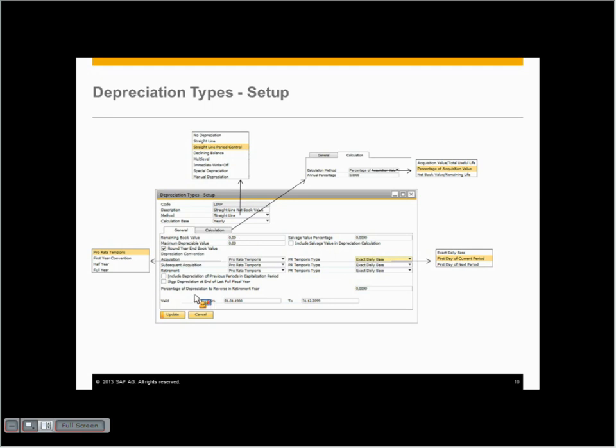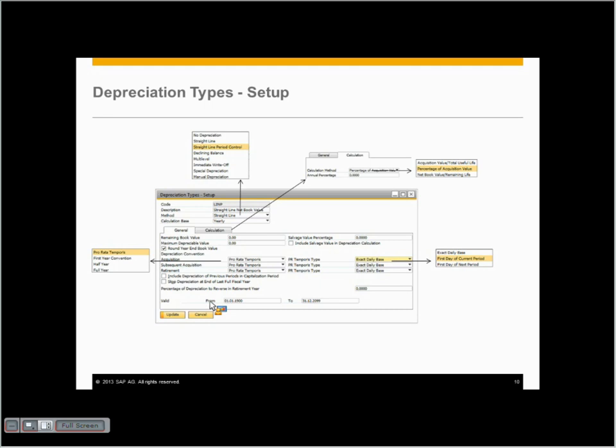You can also have further settings like stop depreciation at the end of the last full year. So it means your depreciation will always stop at the last full year, no matter if it would go till maybe March or April, you will always end your depreciation at the last full year. This can be set here as well. This kind of settings can be done in the depreciation type.